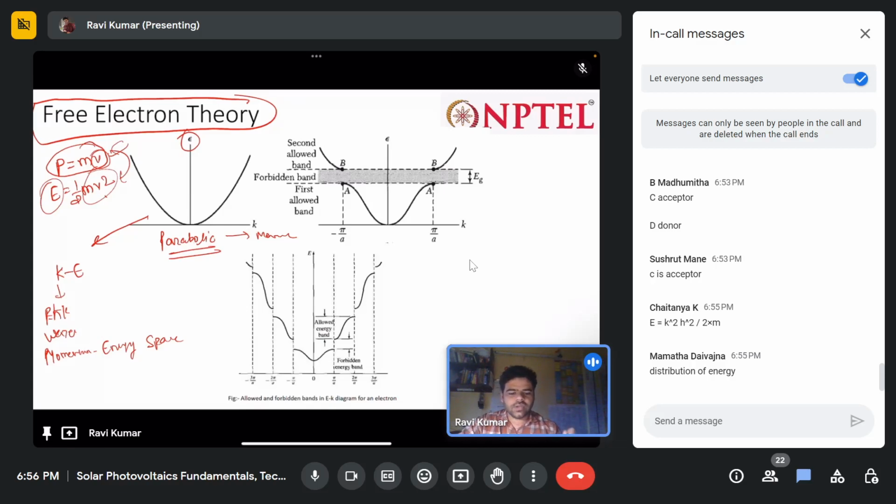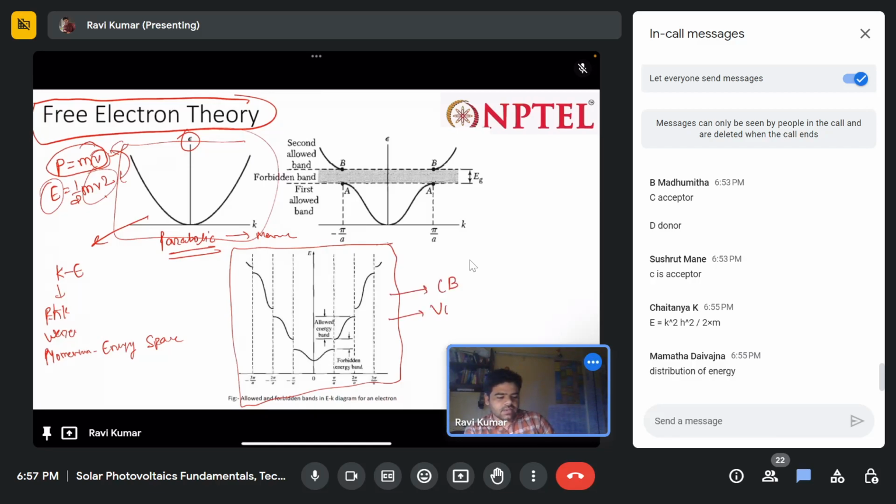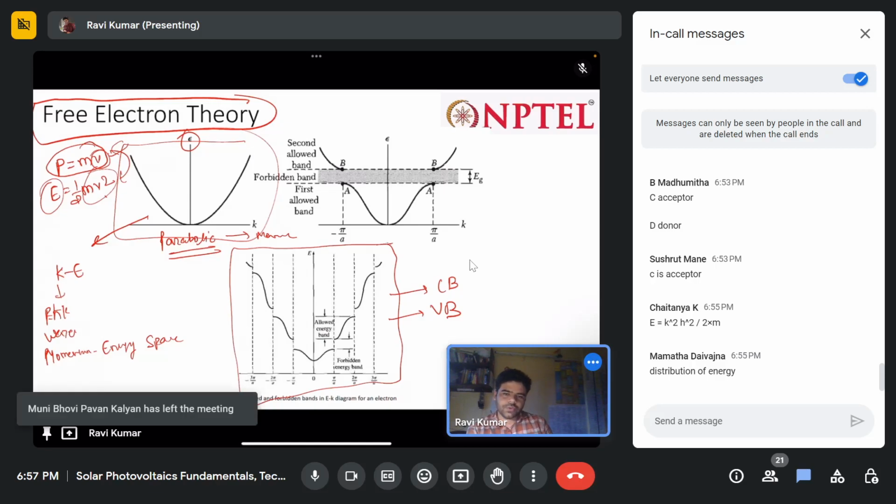So here I just want to tell you one thing. For a single atom, we go with a parabola, but when we have different atoms in a lattice, we have this kind of structure. And then those structures give rise to our conduction band and valence band. I am having a question based on this, so I have this figure to show you. Okay, so this is the question.